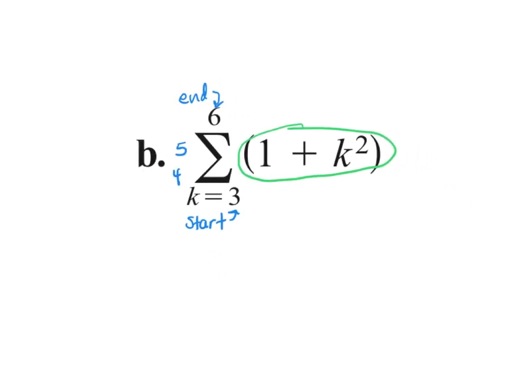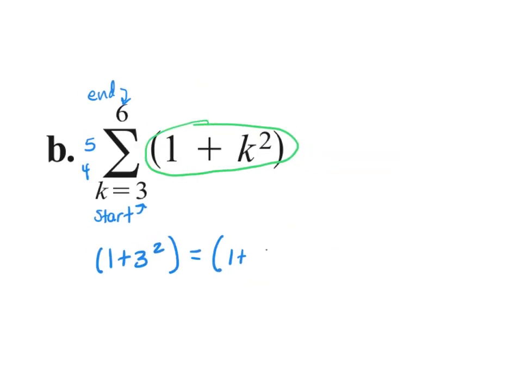My computer's lagging. Sorry. Okay, I'm going to go ahead and write, and then you guys will be able to see it. It's on the video. So 1 plus 3 squared equals. What is 3 squared? 9. So 1 plus 9 is 10.